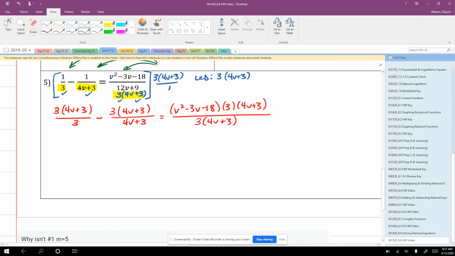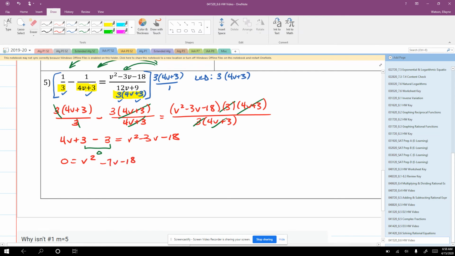Okay, let's cancel out common factors. And we're left with only numerators now, which again is our goal. Okay. All right, let's move everything over to one side. So I'm going to move everything over to the right side. Well, this actually cancels out, right? Because this is just 0. So really, I'm just moving the 4v over. So I'm going to have 0 equals v squared minus 7v minus 18.